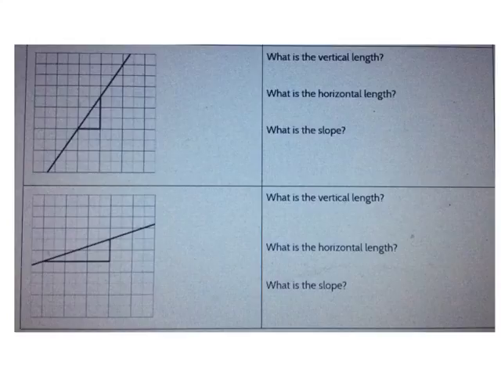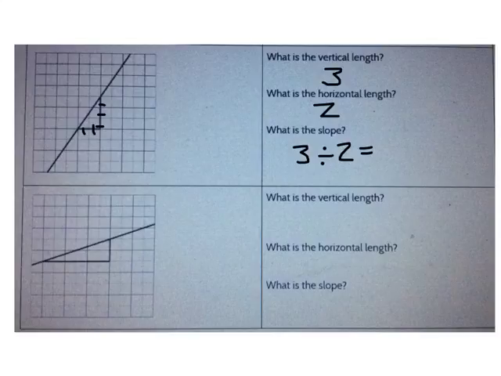Now let's try a couple examples. Look at the triangle on the left. What is the vertical side length? It's 1, 2, 3. What is the horizontal side length? It's 1, 2. What is the slope written as an improper fraction? Well, what's 3 divided by 2? 3 divided by 2 is 3/2.